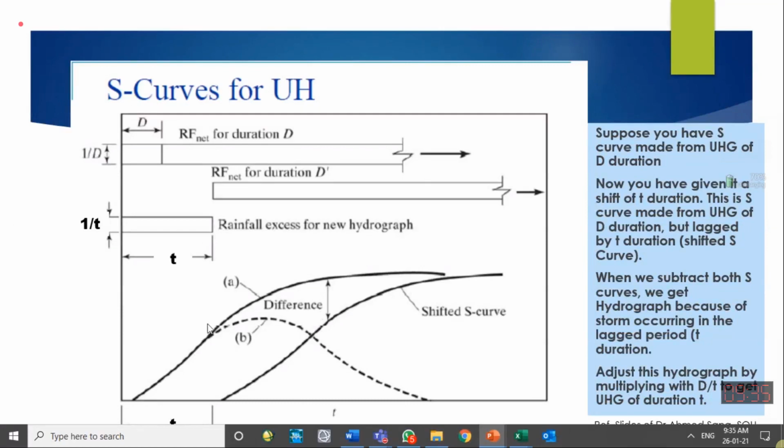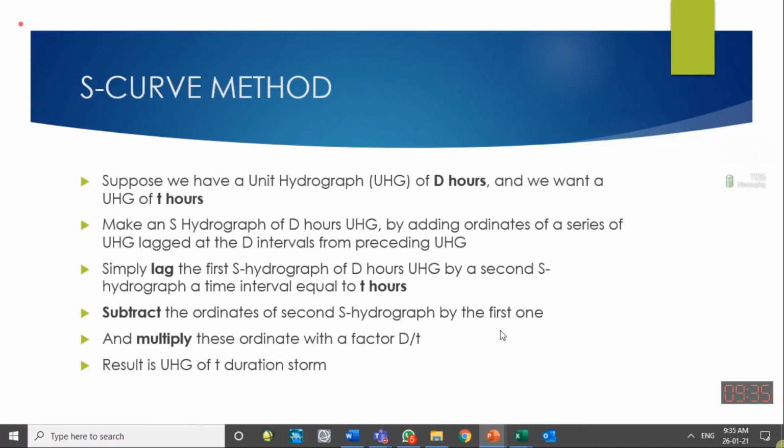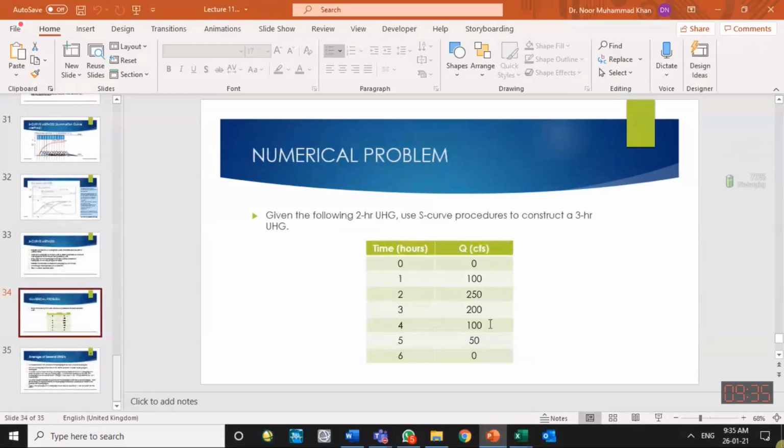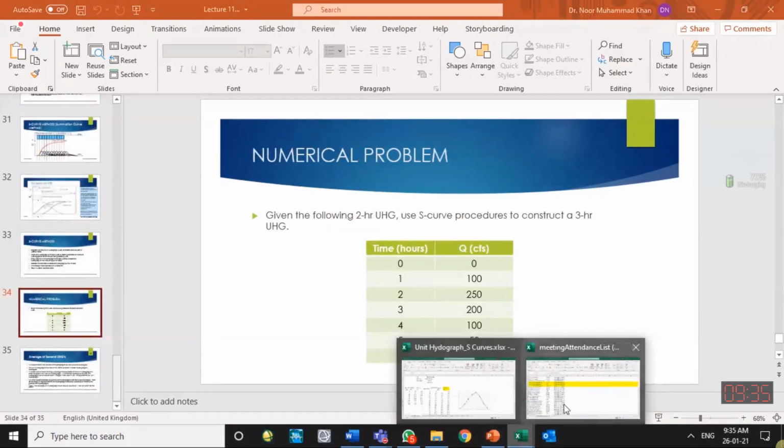So first we make an S curve, we make another S curve lagged by T duration, subtract them together, and multiply by D and divide by T. So that is the procedure, and that is written over here. The resultant is a unit hydrograph of T duration. The original unit hydrograph was of D duration. This has been done in the lab, hopefully, and this problem also you should solve and submit. And this is done over here.